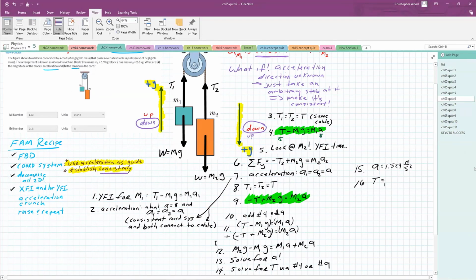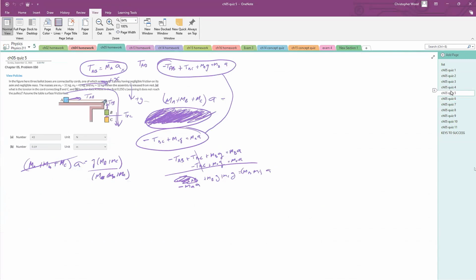T equals. All right. We have time for one more quiz, so I'll set that up while you guys are still hammering away on this one. Quiz 5. Hang on, let me interrupt this. Sorry for the interruption, but quiz 5 is problem 50.